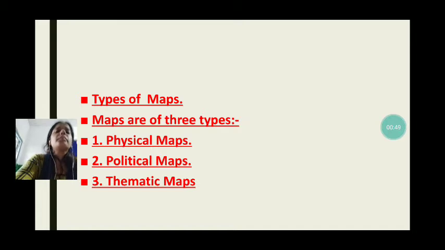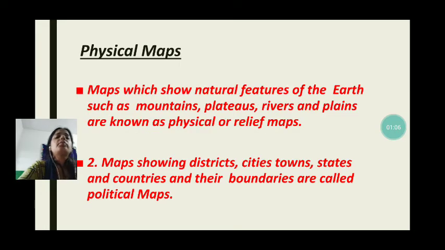Now we will see types of map. Maps are divided into three categories. The first one is physical map, second one is political map, third one is thematic map. Let us see one by one.